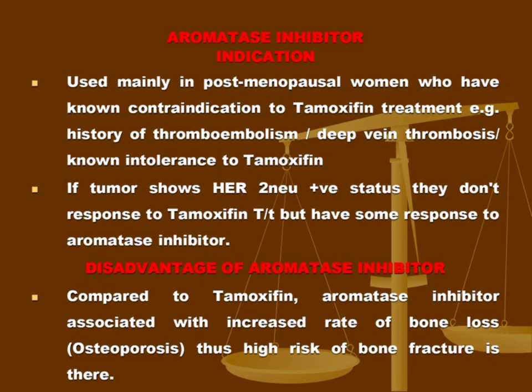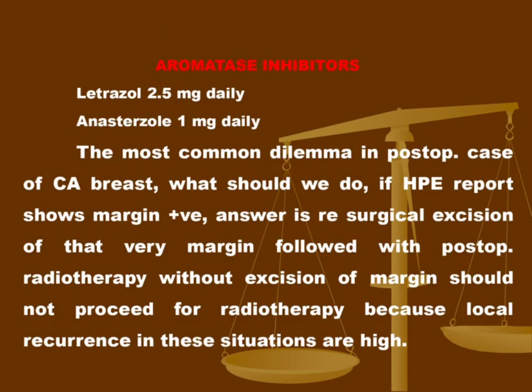Why? Because the data says ER/PR positive status in postmenopausal women is found in 64% of cases, and ER/PR positive status is seen in only 45% of cases in premenopausal women. So almost 64% of postmenopausal women have an ER/PR positive status, and that is why the hormone treatment is more effective in postmenopausal women.